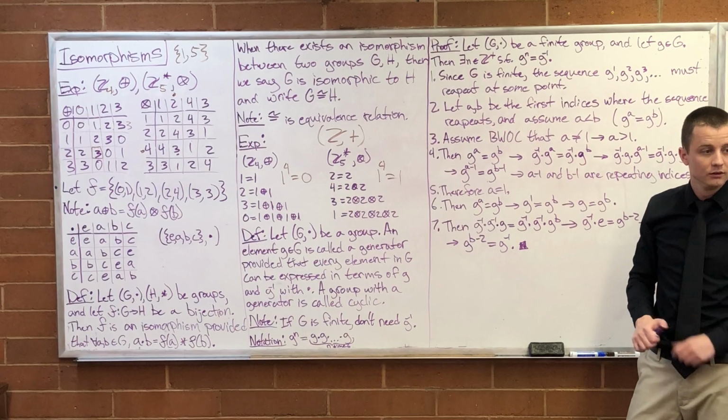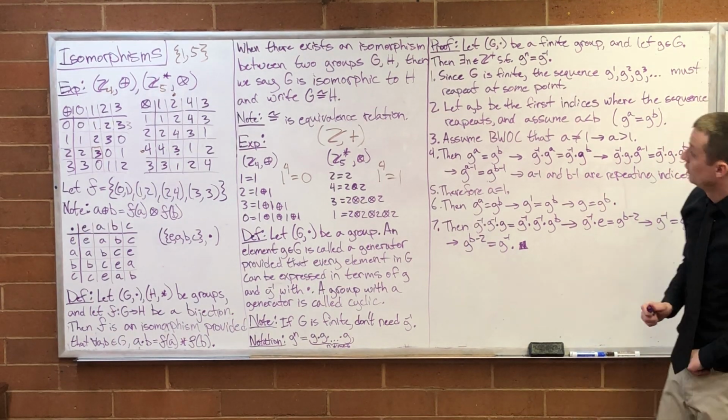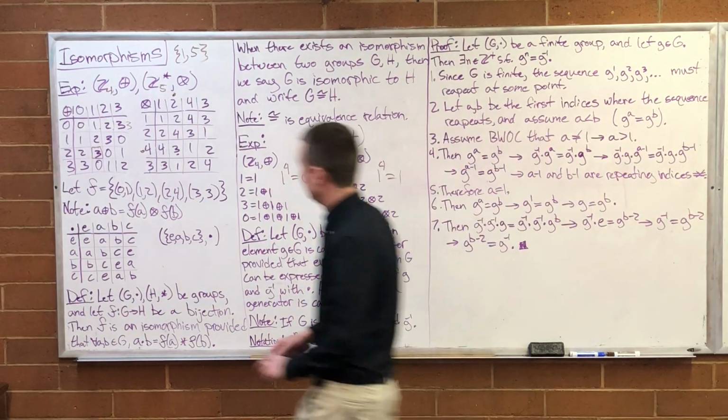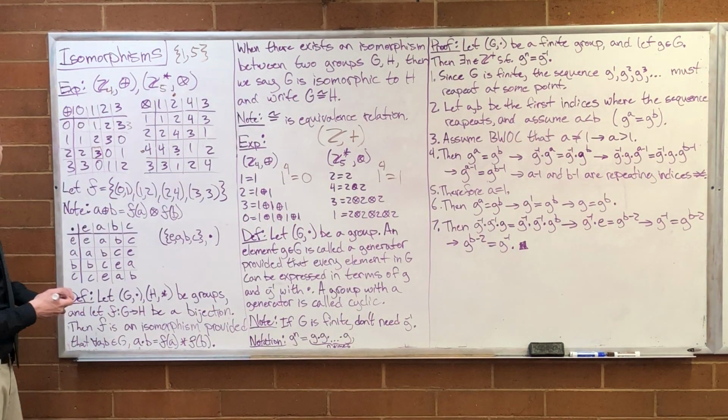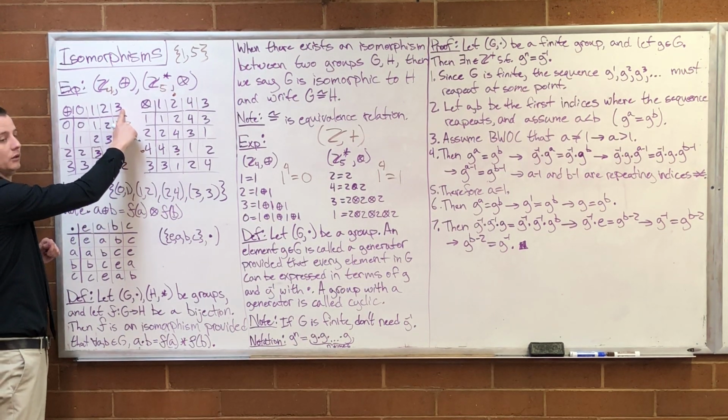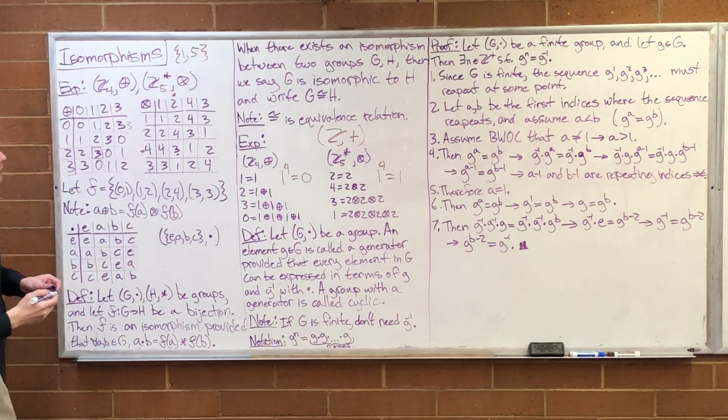How does that work? Can you use some examples to show what we're doing? Yeah, okay, let's come over here. So here's a finite group. Let's see. What's the inverse of 3? It's 1.